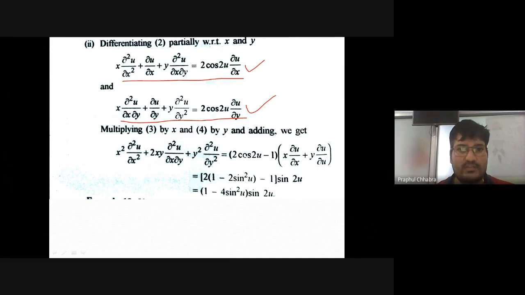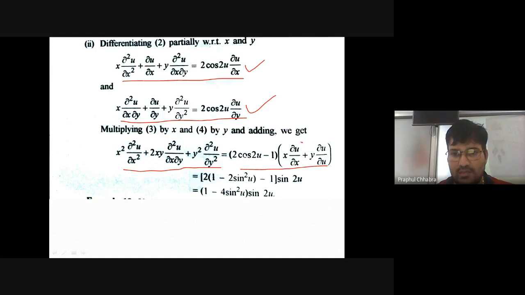Multiply this expression by x, multiply this expression by y, and then add. So what will be formed on the left side? x square del square u upon del x square plus 2xy del square u upon del x del y plus y square del square u upon del y square is equal to, this is the right side.